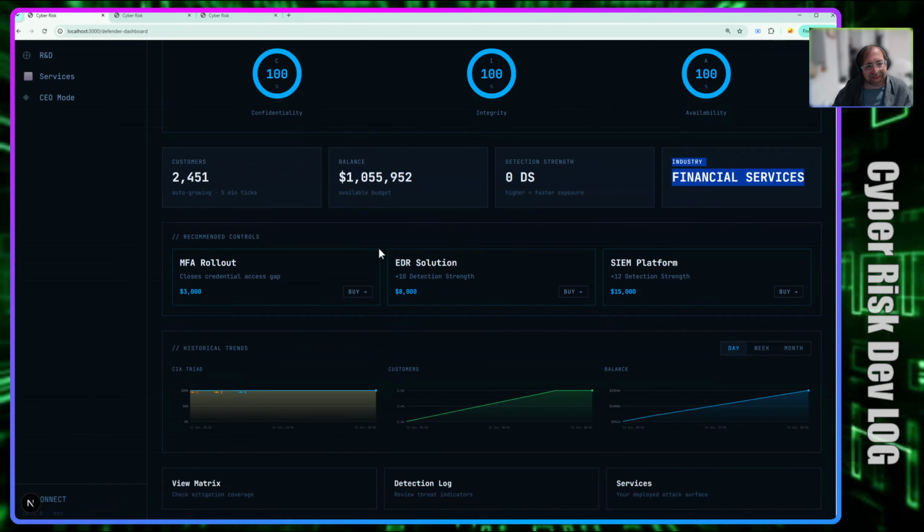Recommended controls. This comes from the kind of standard cybersecurity practices, and I mean, you don't have to follow this, but in this case, it's suggesting you do an MFA rollout, buy an EDR solution, and buy a SIEM platform. And as I mentioned before, each of these does change your posture. So if you buy this EDR solution, you get this +10 in detection strength.